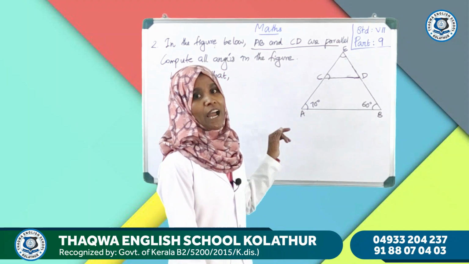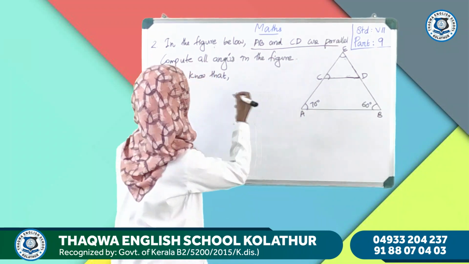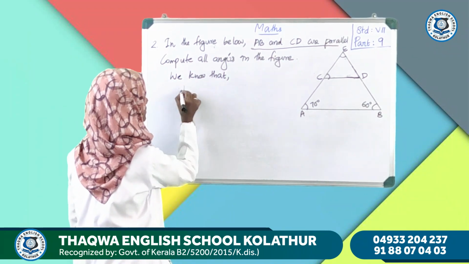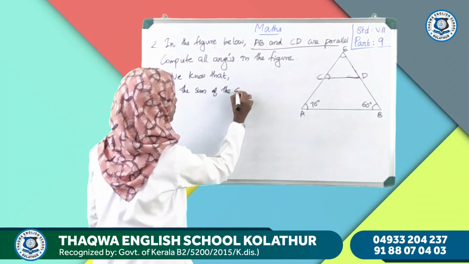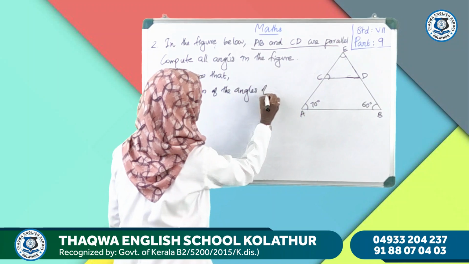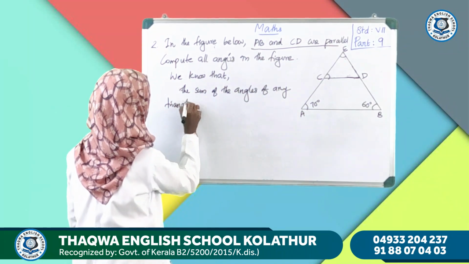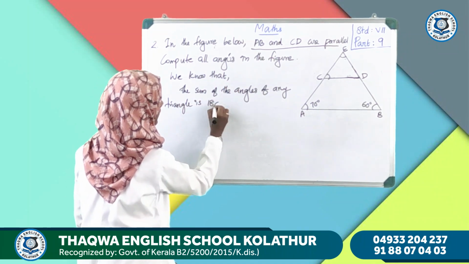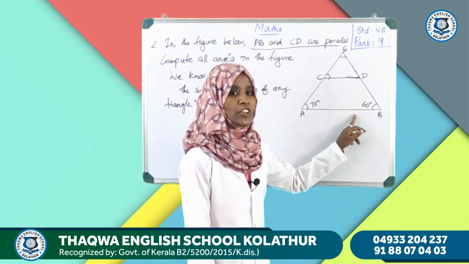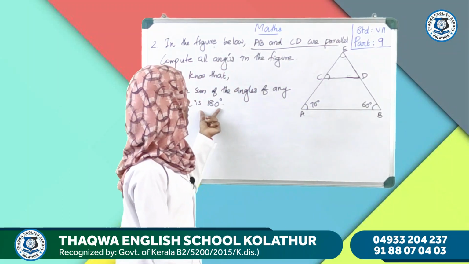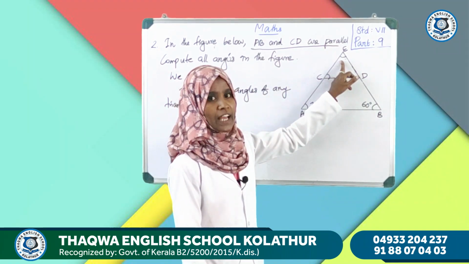The sum of angles of any triangle is 180 degrees. We know that the sum of the angles of any triangle is 180 degrees. Okay, now we have to find out angle E.